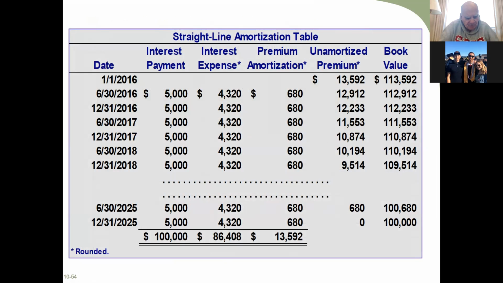And some of the multiple choice questions that I've seen over the years here are along the lines of true or false. If the amortization decreases during the life of a bond that was sold at a premium, and the answer would be yes. And that can be a confusing question depending on how they answer it.